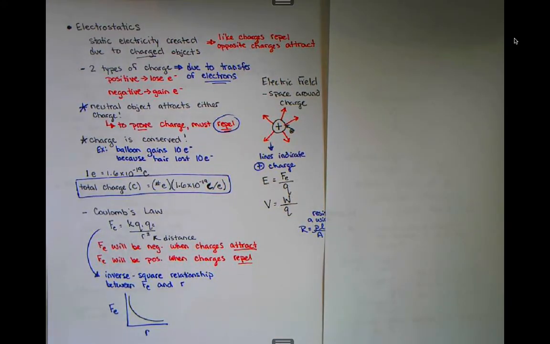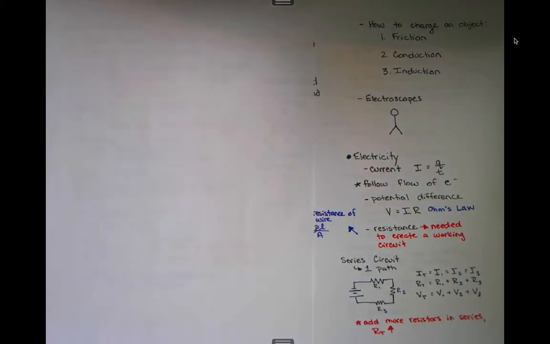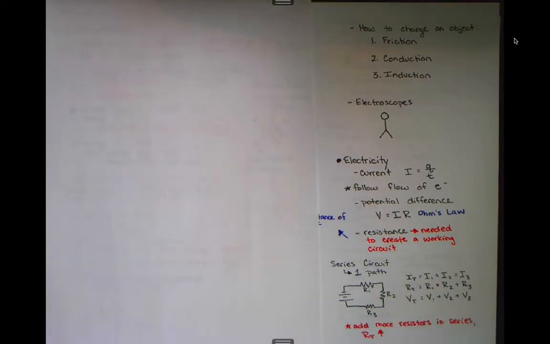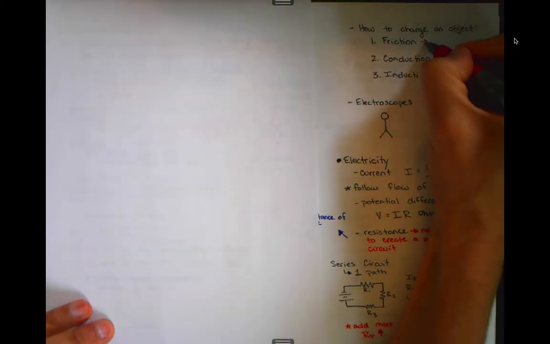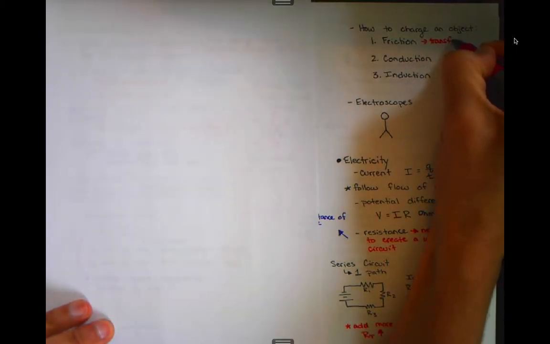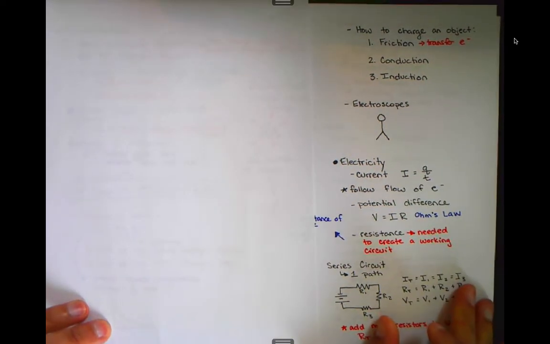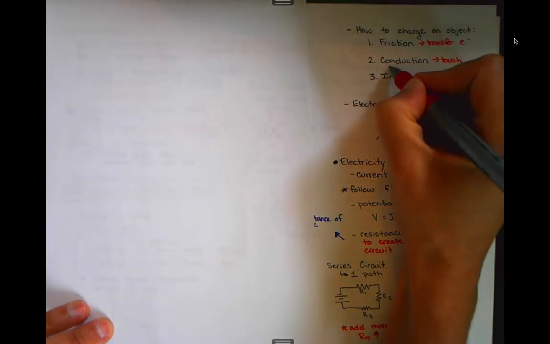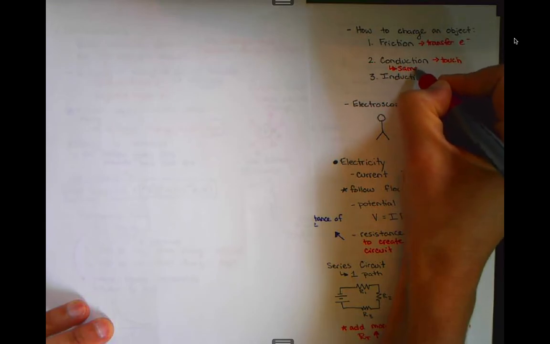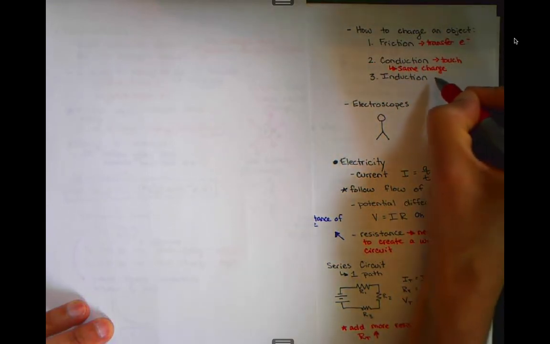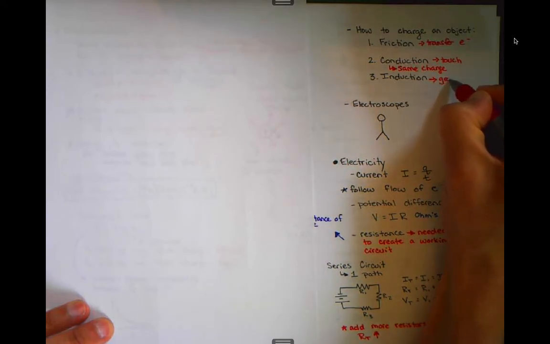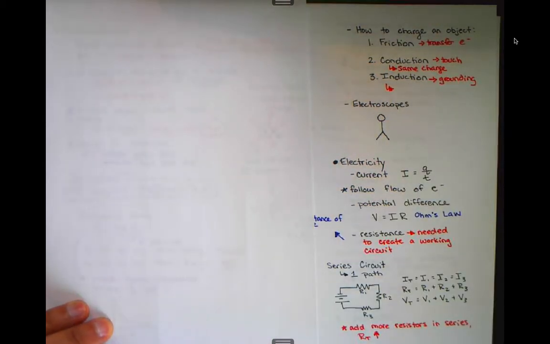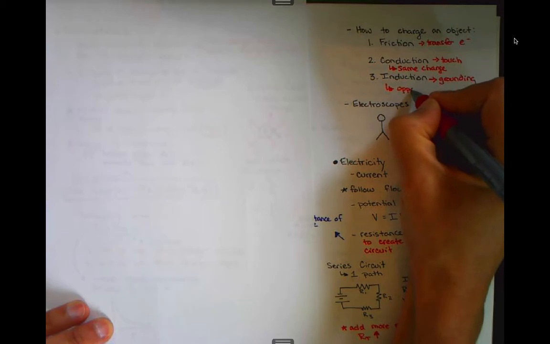Right, good things there. Then we talked about how to charge things, right? So you can charge things through friction, just literally rubbing them together, and you're going to transfer electrons, physically, from one object to another. You can charge by conduction, which is when you touch objects together, and when you charge by conduction, you get the same charged objects. We charged by induction, which was through grounding. So you ground the object, and when you do that, touching with your finger, you get opposite charged objects.